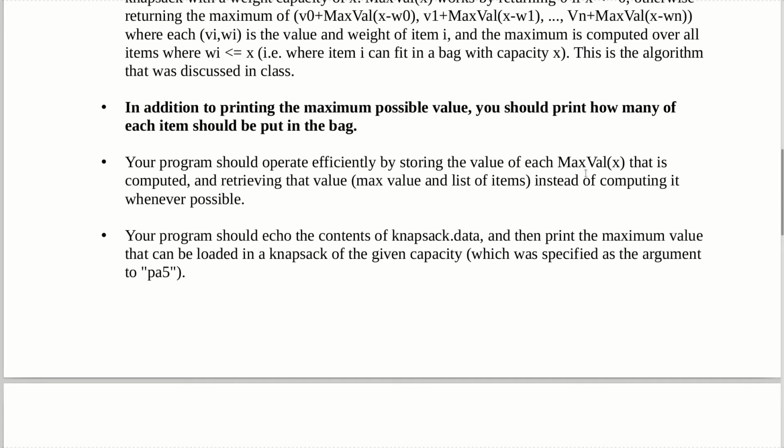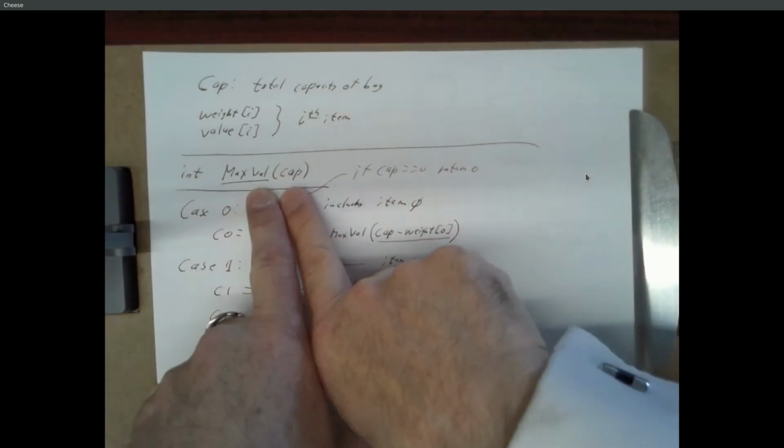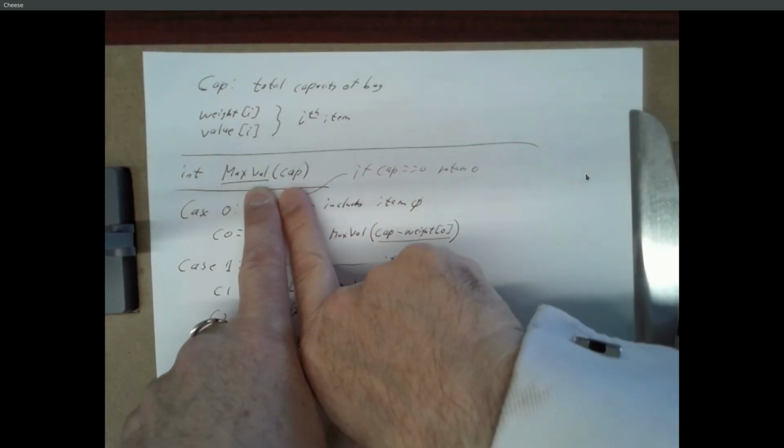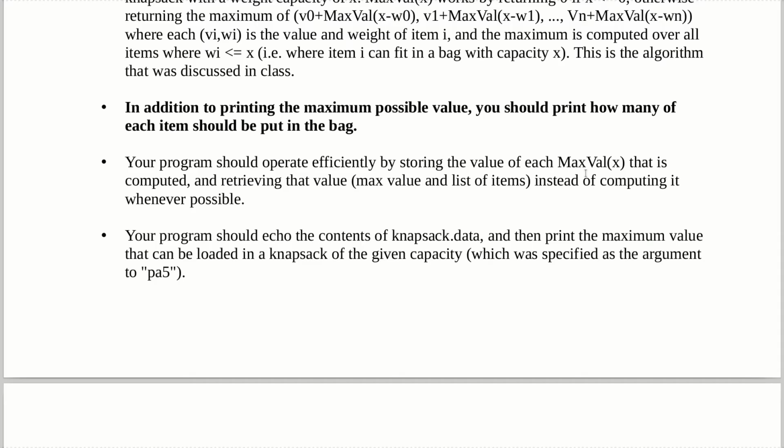So you want to use dynamic programming. This is one case where I'll let you use a global, which is to make a global array of saved values, because we want every version of MaxVal to use the same array. That's the whole point of dynamic programming. So you can have an array of saved values, and before you do all of these calls to MaxVal, first thing you do in MaxVal, see if you've already calculated that value. If you have, just return it. Also print out a copy of what's in knapsack.data in the very beginning.